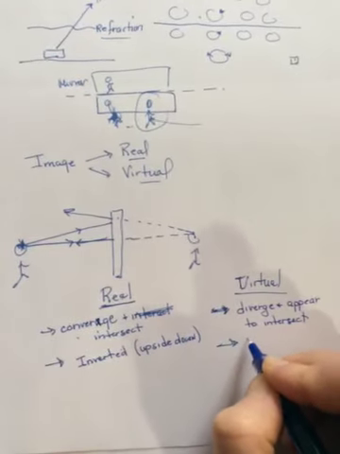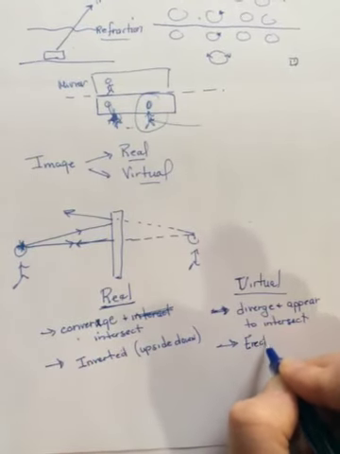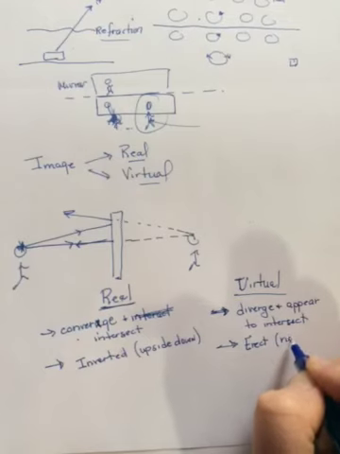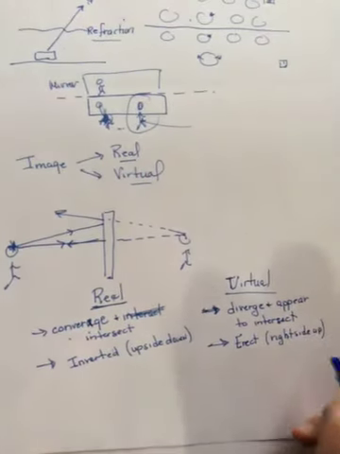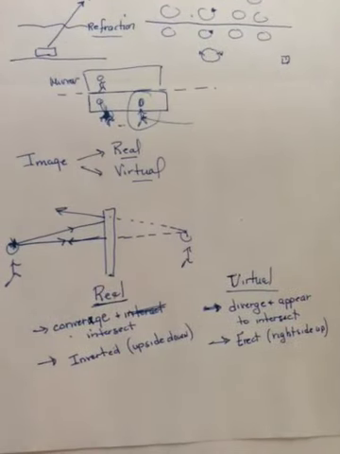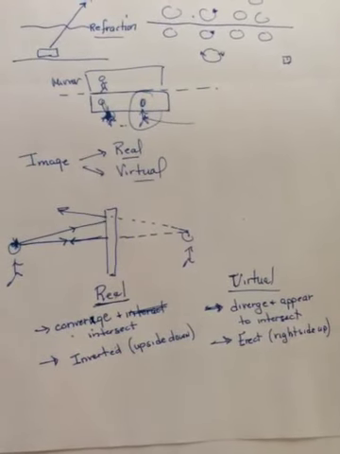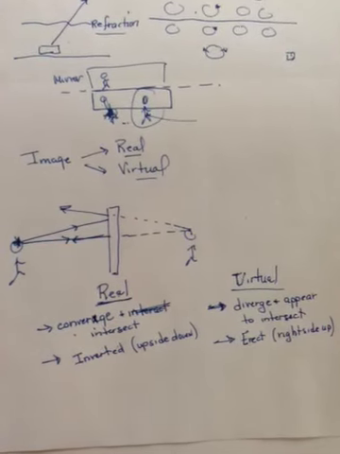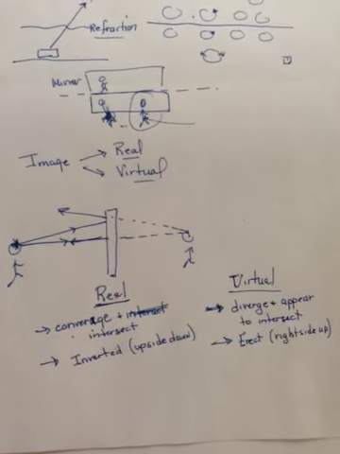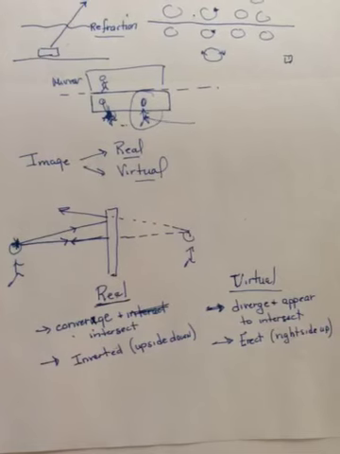A virtual image is always erect, or in other words, right side up. You in the mirror, in the bathroom, in the morning, your face is always right side up. You don't look in the mirror and see your feet, although that would be kind of entertaining. Okay, it's always a virtual image.